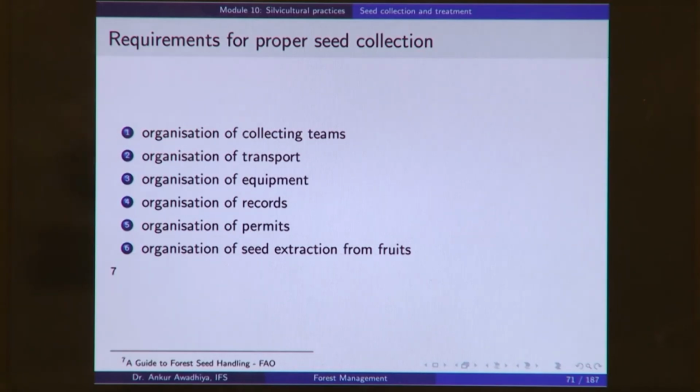Next, you need to organize the transport of these seeds, because there are some seeds that do not have a very long viability. So, they have to be quickly moved to the next stage. So, the organization of transport is also very essential. Then organization of equipment. If you require say poles or certain collection bags, they should also be made available to the people who are collecting. Then organization of records, organization of permits.